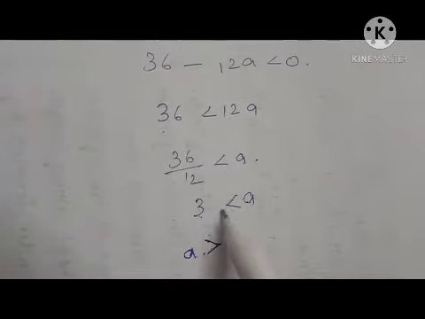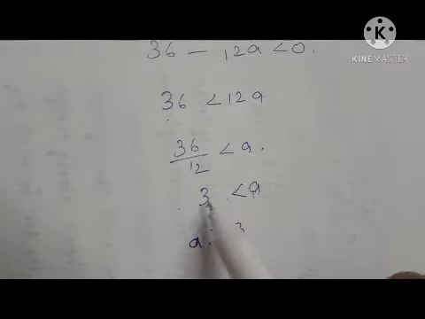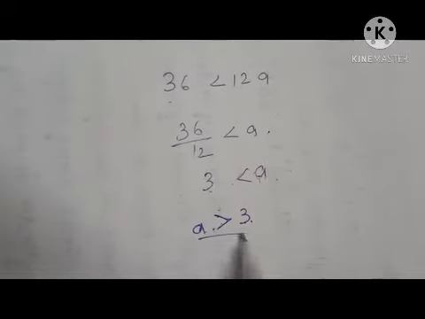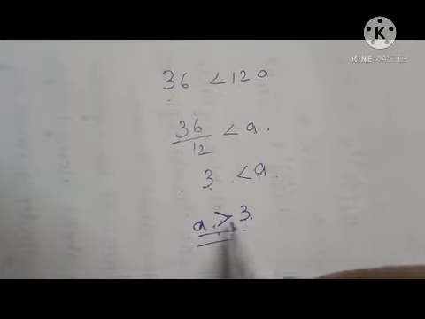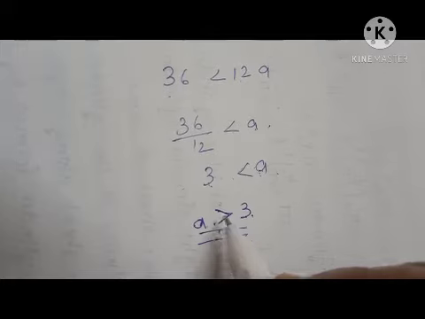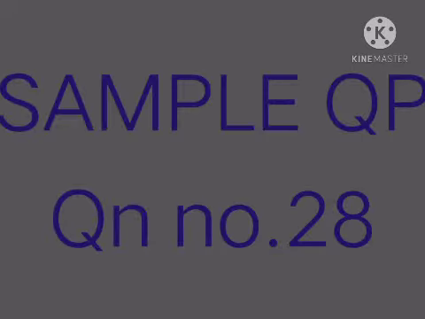That is 3 less than a. Or we can just write a here, 3 here, then the symbol will be changed. That means a is greater than 3. So the value of a should be greater than 3. Any value we can take for a, but it should be greater than 3. That is the condition. Now question number 28.